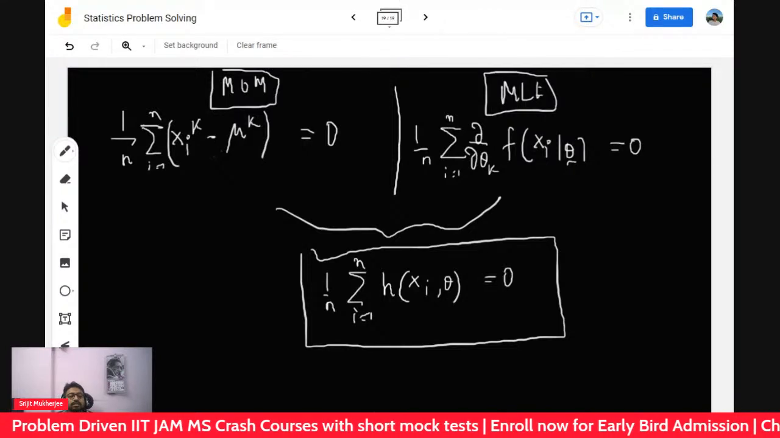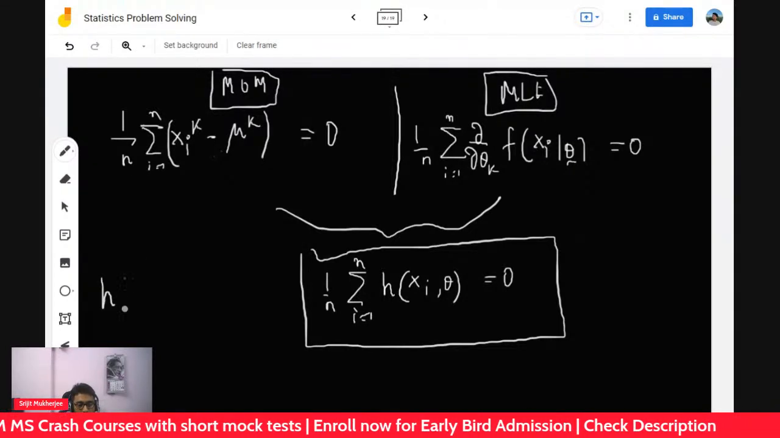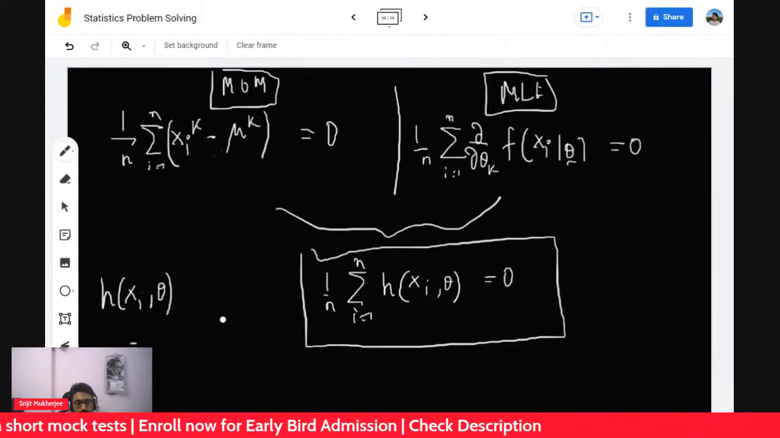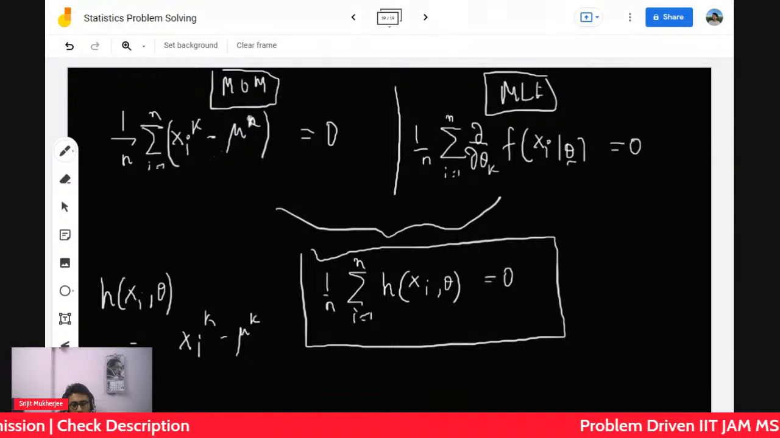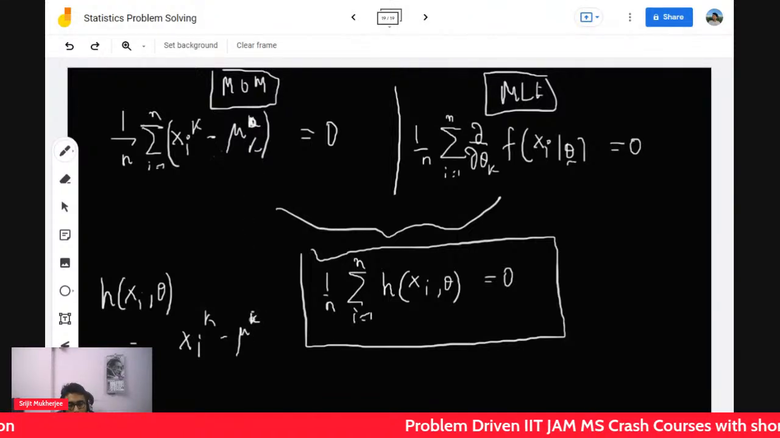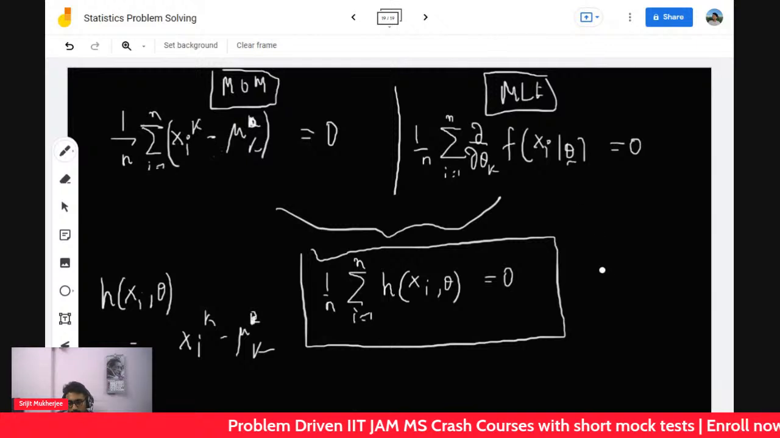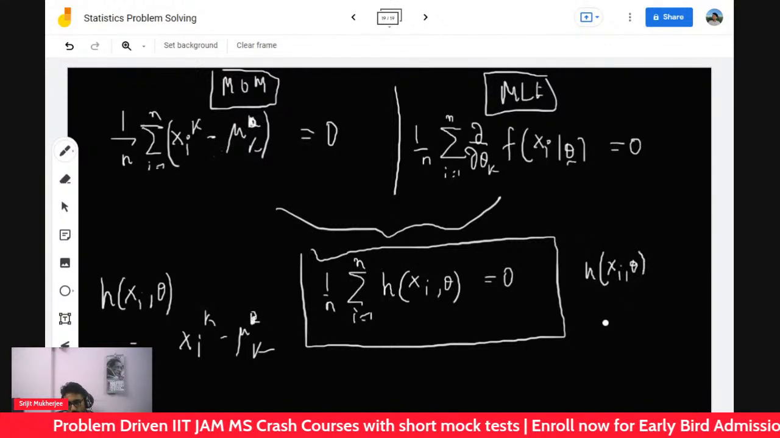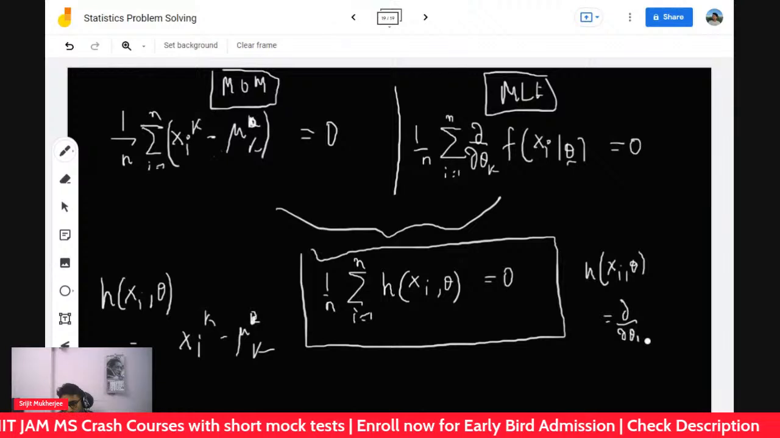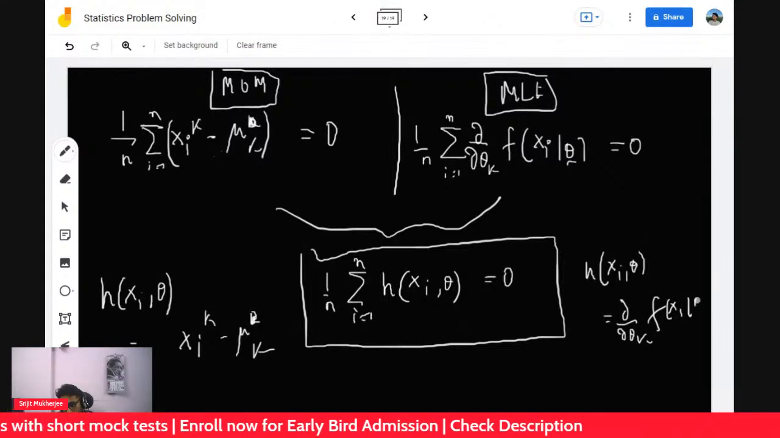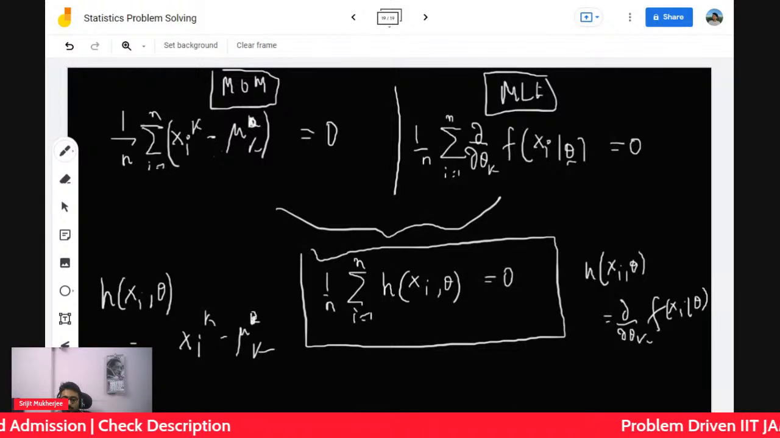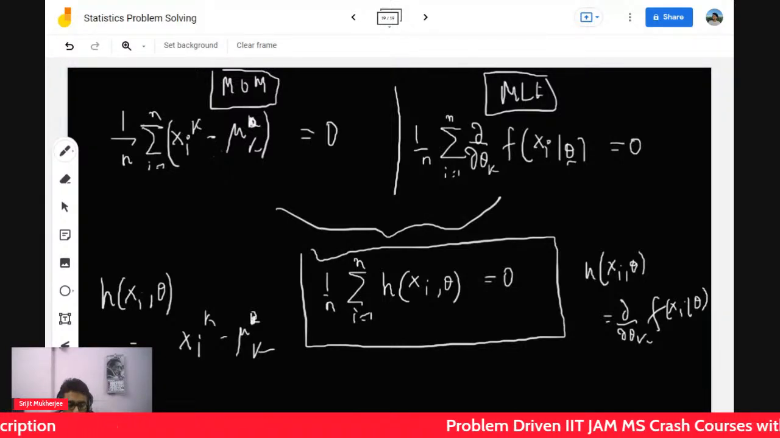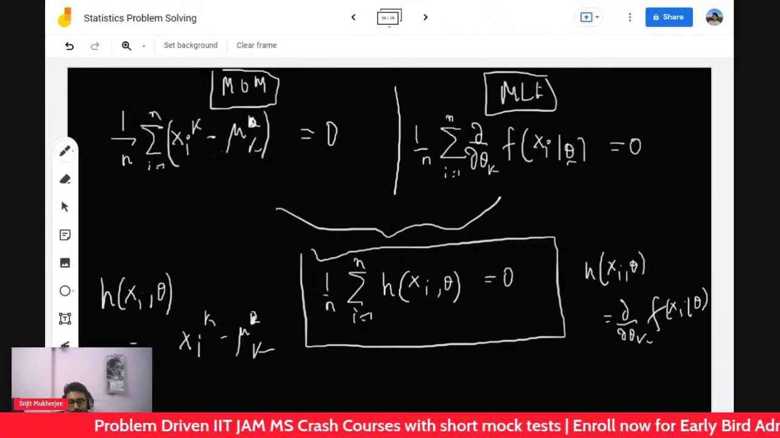In this case, h of xi comma theta is nothing but xi to the power k minus mu k. Here it will be like mu k, and here it's nothing but del del theta. Did you understand the similarity? So this is a similarity between MOM and MLE. Okay? This is a similarity between MOM and MLE.